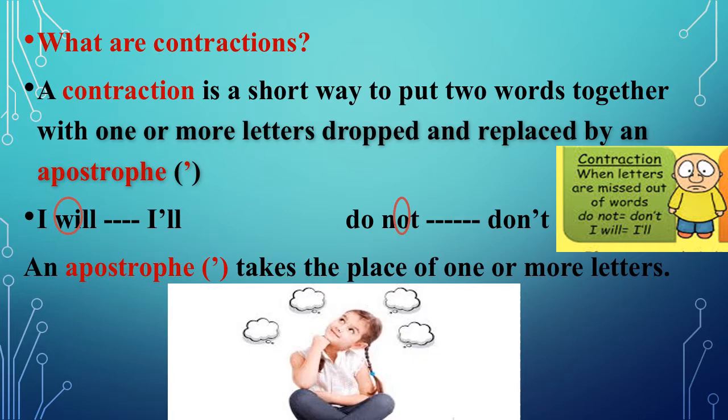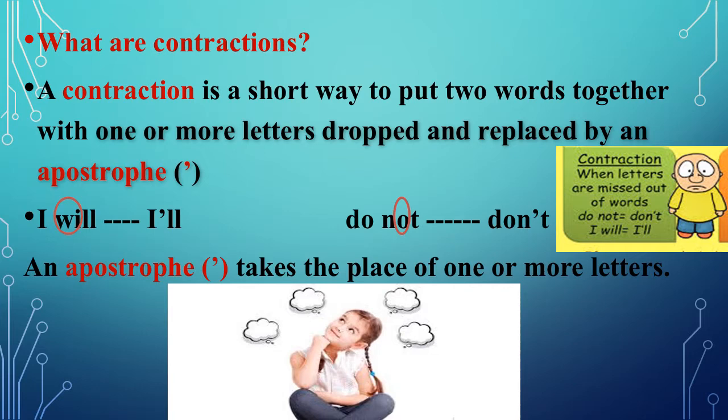We have I will, and I want to put them together. So I drop or cross the W and I, and replace them with the apostrophe. Then I put the two words closer together. So instead of saying I will, I'll say I'll.